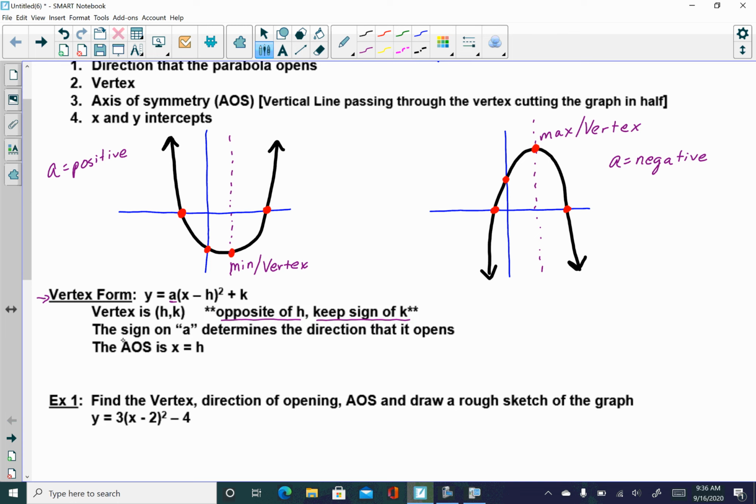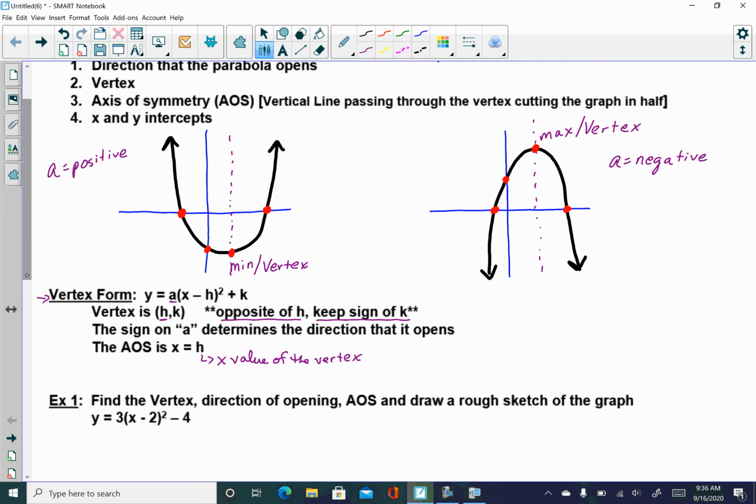Like I mentioned a minute ago, the sign of a determines the direction that it opens. If it's positive, we're opening up. If it's negative, we're opening down. And then your axis of symmetry is always x equals h, and you'll notice here h is the x value of your vertex. Okay, so I'm just going to make that note for you. x equals h, and h is the x value of the vertex.